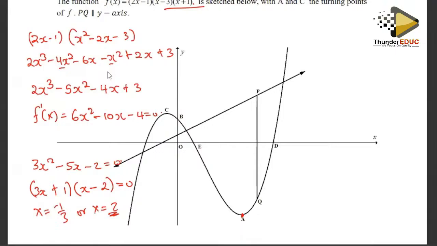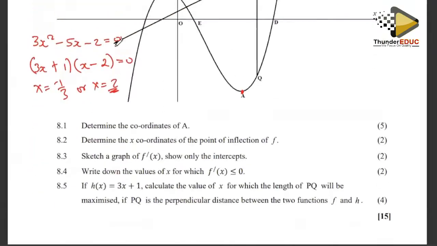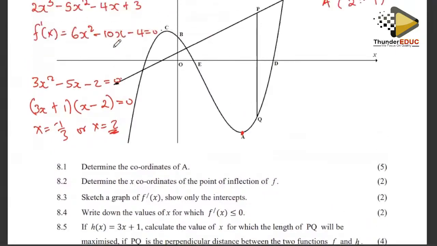Then we're going to get this 2, replace it back into f. It's quite a lot, no? So if I put a 2 here, that's going to be a 3. Put a 2 here, it's going to be a negative 1. Put a 2, it's going to be a 3. Meaning that it's a negative 9. So A is going to be 2 and negative 9. All right, so that will give us 5 marks, no? Then determine the x coordinates of the point of inflection.